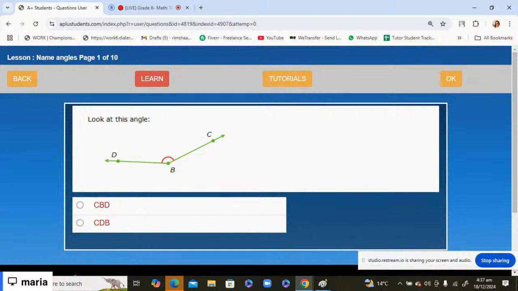So here is the first question. Look at this angle. The first option is given C, B, and then D. Now in the second one, it shows C, D, and then it's B. The middle is in the end. First of all, the 2 points, and then middle in the end. So what is the correct option for this, A or option B?